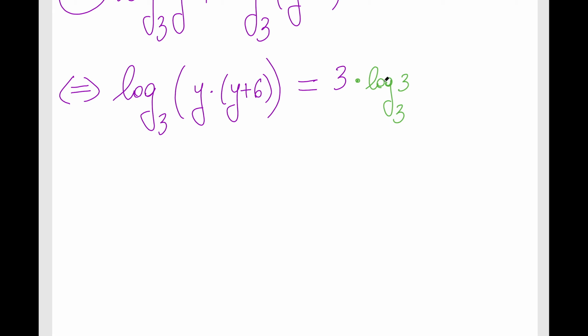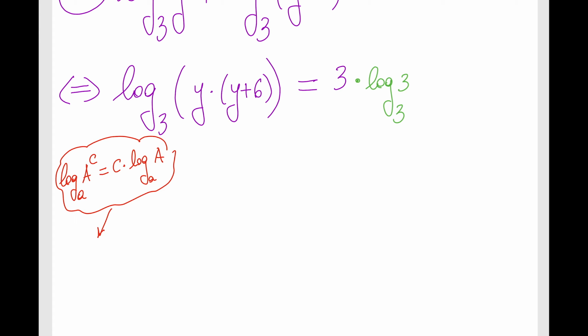All right, why is this useful though? Because now I can employ the following property. Log base a of a to the power c is the same as c times log base a of capital A. Remember this property? I'm going to use it now. I'm going to use it backwards, from right to left. On the right-hand side, I have c as being 3. I have little a to be 3 and capital A to be 3. So they're all 3 in this case.